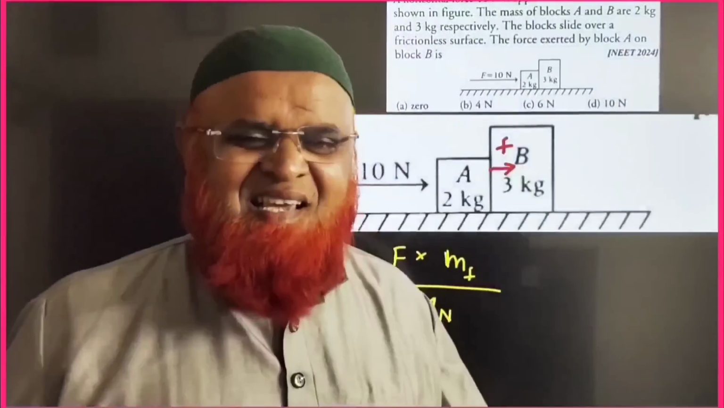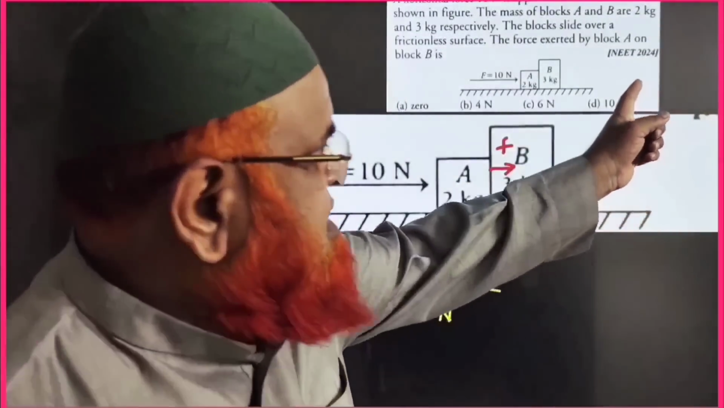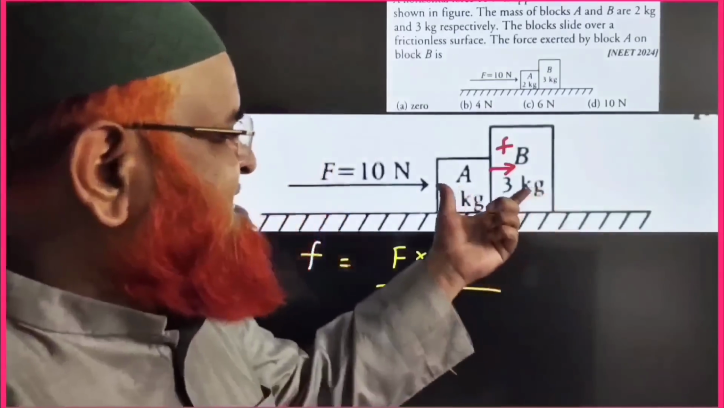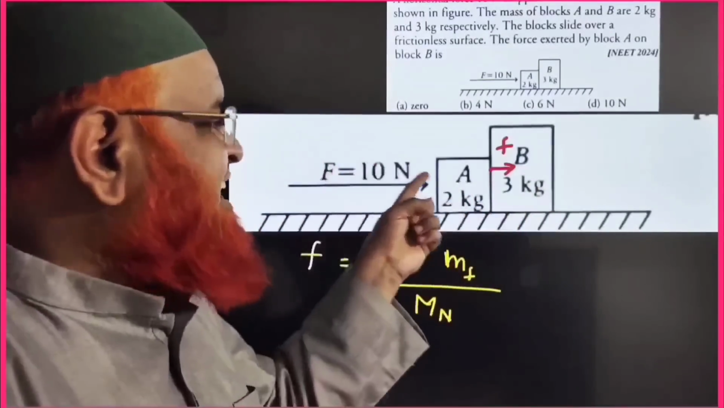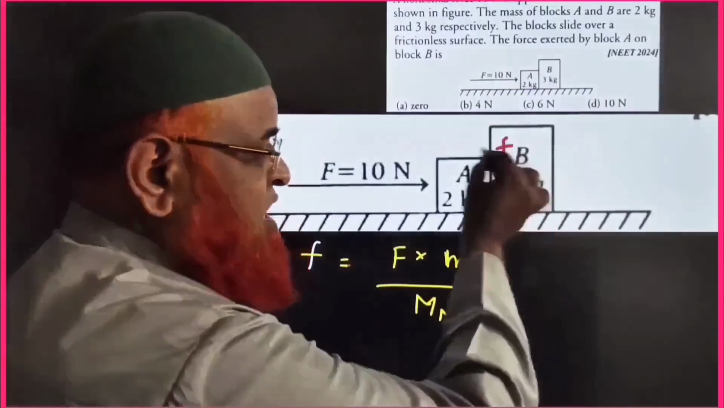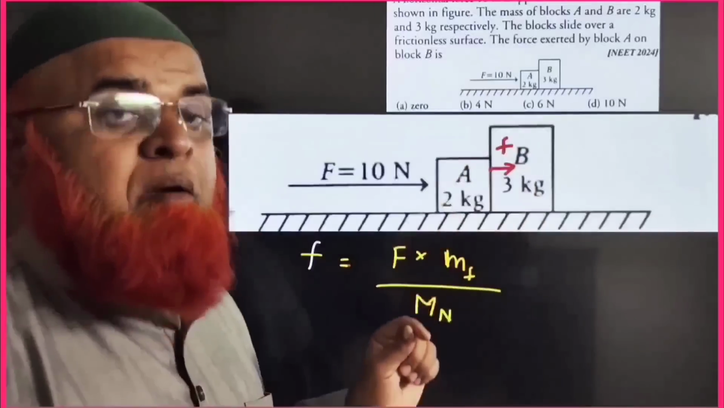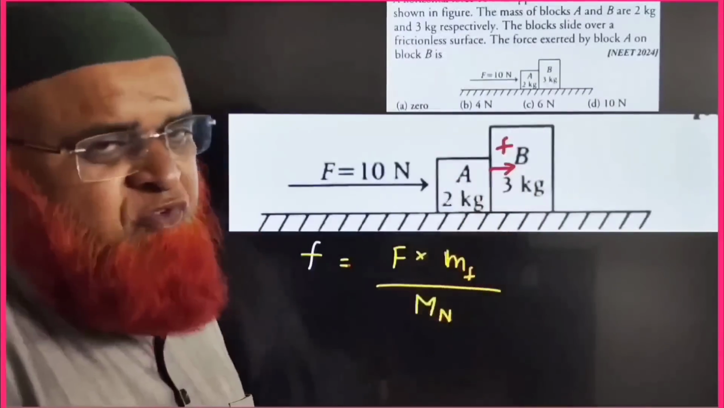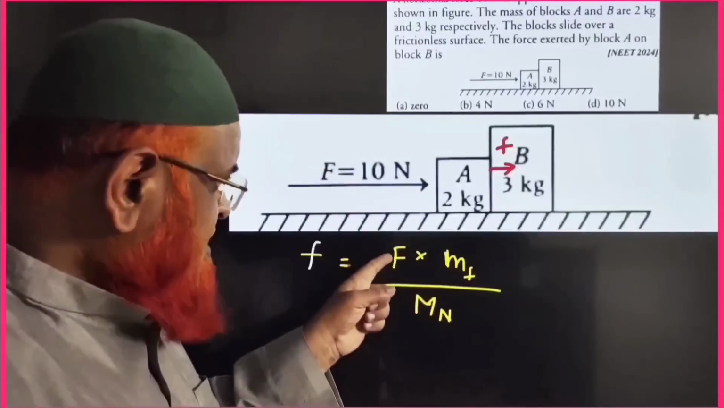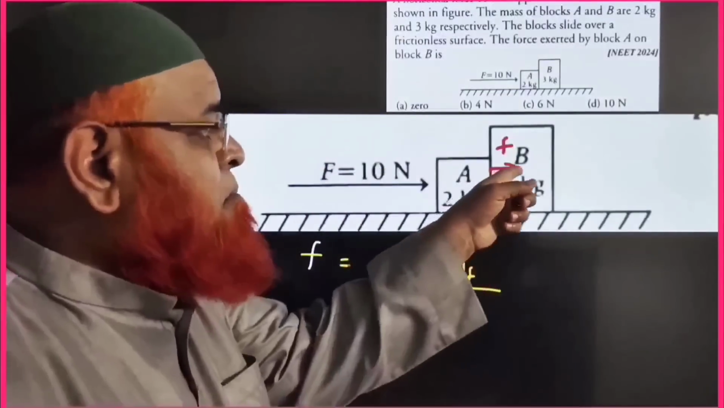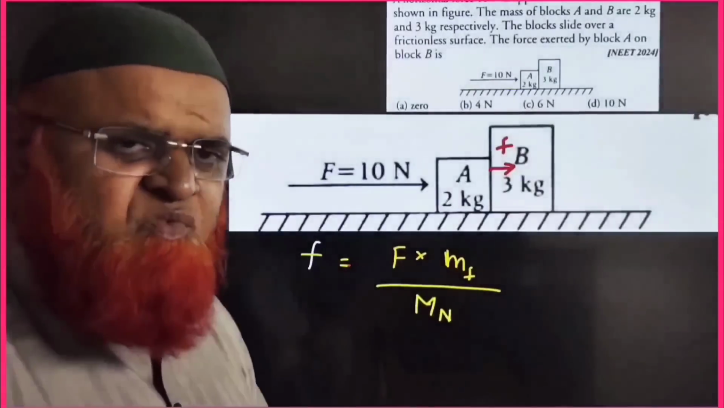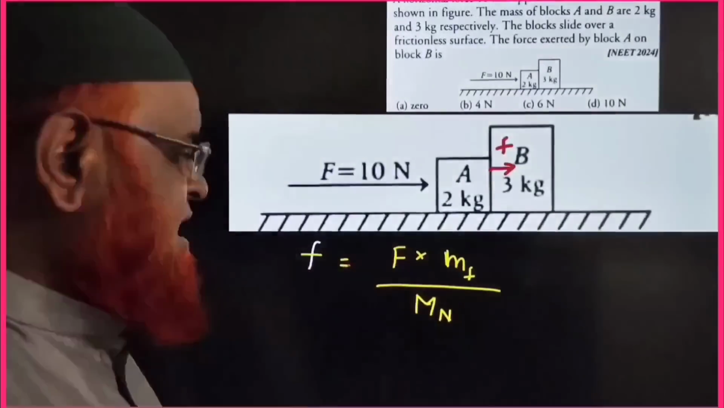My dear students, this is a latest question asked in 2024 NEET. I have a simple shortcut whenever you get this type of problem. A force of 10 newtons is applied on two blocks. He is asking us to find the contact force here, the force exerted on the second mass, which is said to be the contact force. For that I have a shortcut method. Force F into the mass on which the contact force is applied, divided by the net mass. With this simple formula, within a fraction of a second you will get the answer.